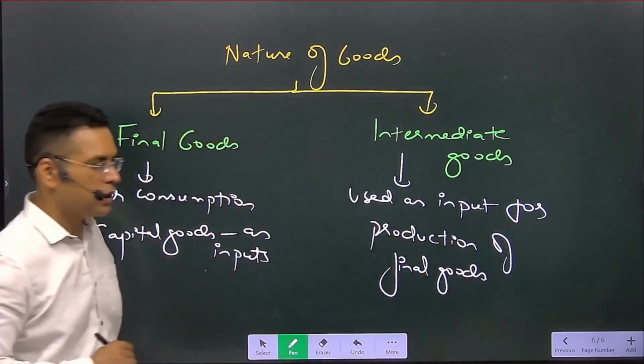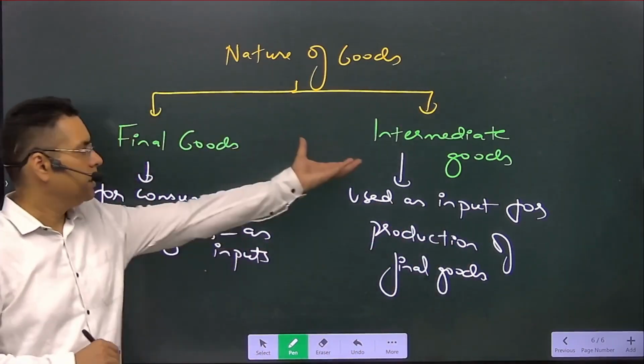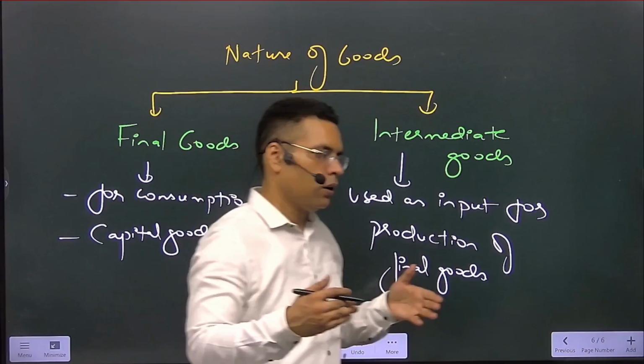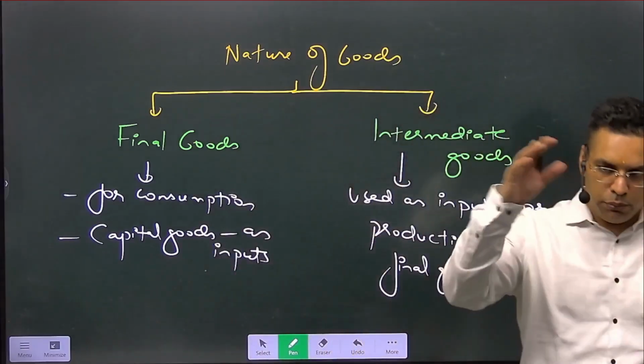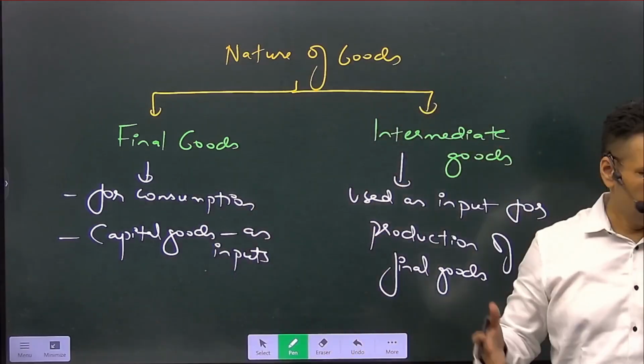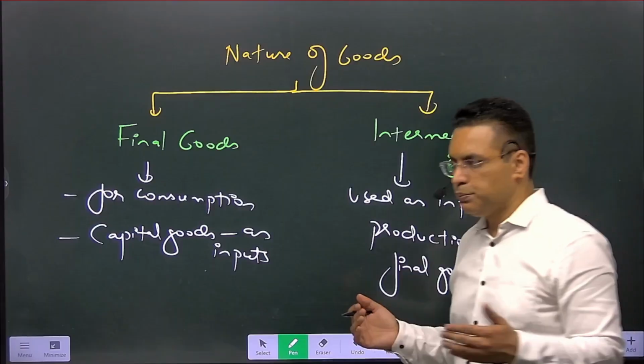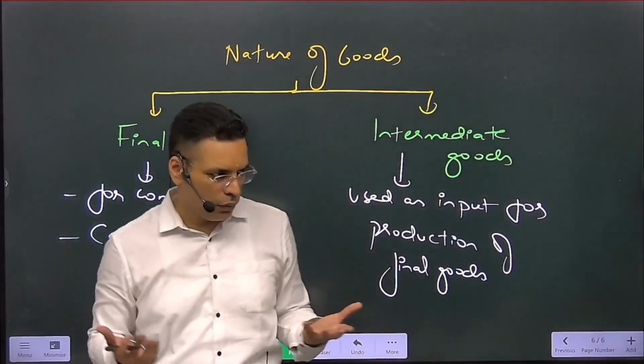Used as input for the production of a final good. So in making a final good, these are inputs. For example, if you are making a car, you need maybe a rolling sheet, an iron sheet. From that you can make a chassis or body. If you are making bread, you need flour, atta.